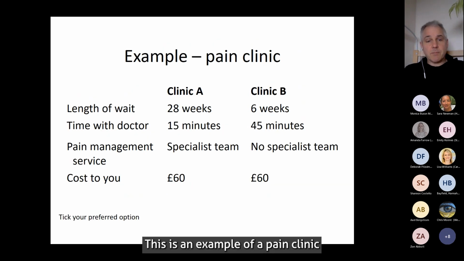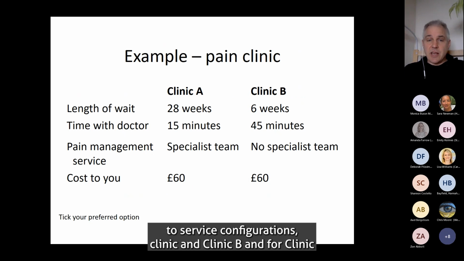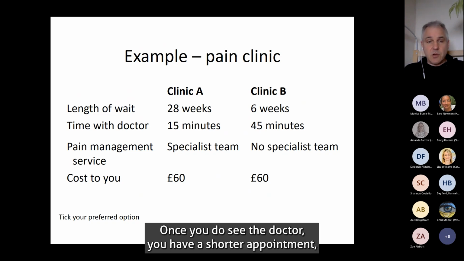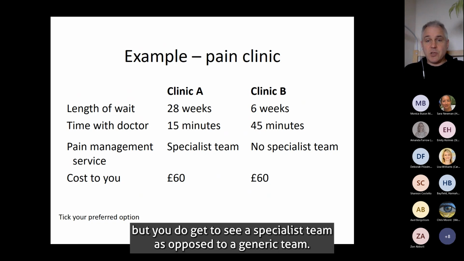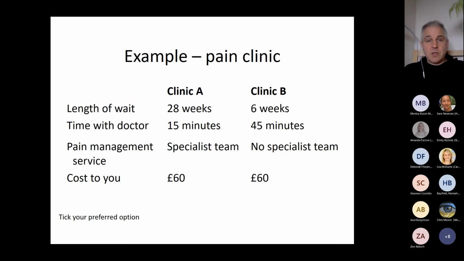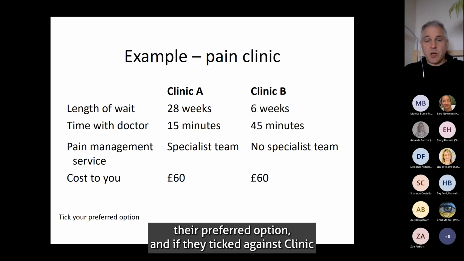This is an example of a pain clinic. Two service configurations, Clinic A and Clinic B. For Clinic A, obviously, in this instance, there'd be a longer waiting time to see a doctor. Once you do see the doctor, you have a shorter appointment, but you do get to see a specialist team as opposed to a generic team. The cost would be equivalent in both. And we would ask people this hypothetical scenario as to which might be their preferred option.